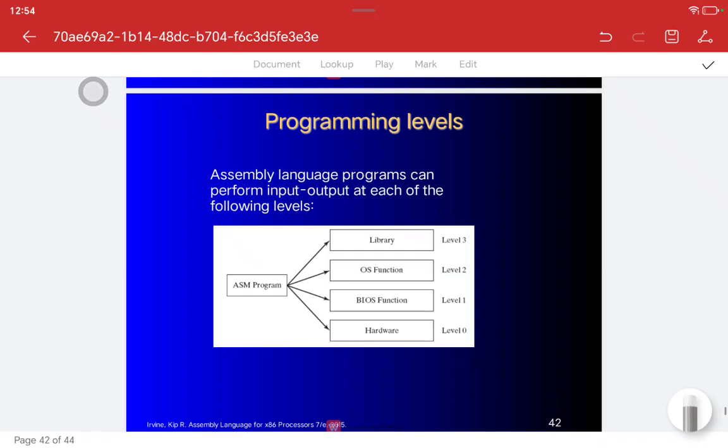So you see that I said this assembly language, these are the programming levels that we're going to be taking to accomplish these assembly language programs. They say that assembly language programs can perform input output at each of the following levels, even though it requires us to modify the level of language that we're using when we are moving to each function. We'll also look at the library. In chapter 3, you'll focus on the libraries and so on.